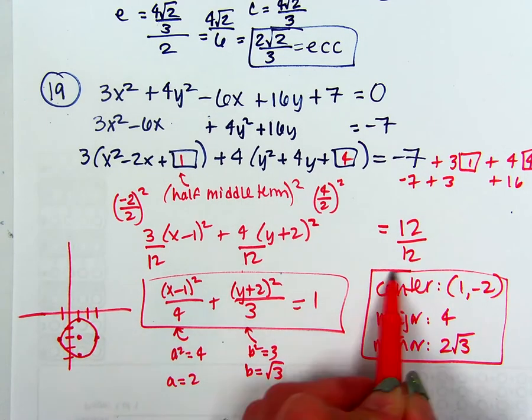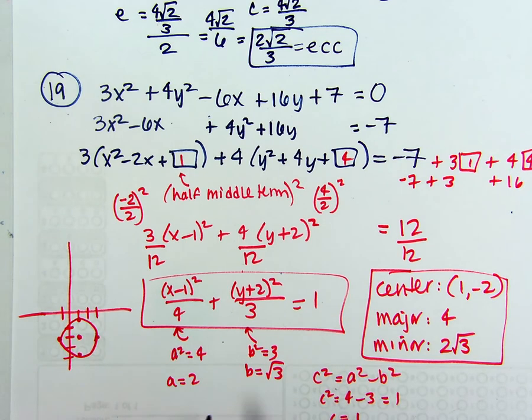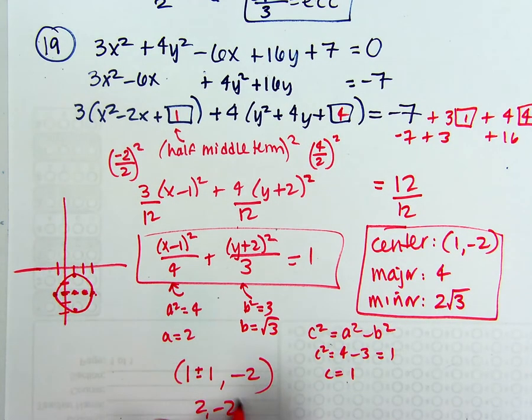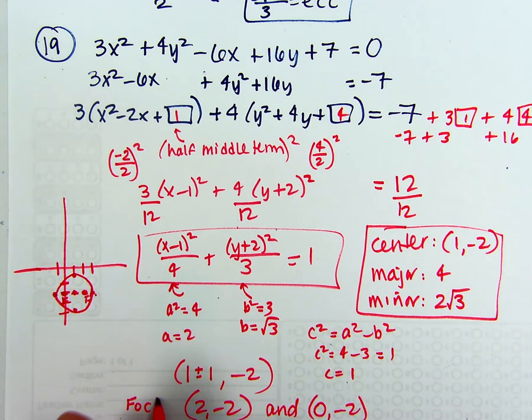We also need our foci, so we need to figure out c squared equals a squared minus b squared. So that would be 4 minus 3 equals 1, so c equals 1. All right, so along my major axis, which is along my horizontal, I need to go 1 unit out. So my focal points are at my center, which was 1, but then I need to go plus or minus 1, and I'm still going to stay along negative 2. So 1 plus 1 gives me 2 comma negative 2, and 1 minus 1 gives me 0 comma negative 2. These are my focal points. So those are my foci.